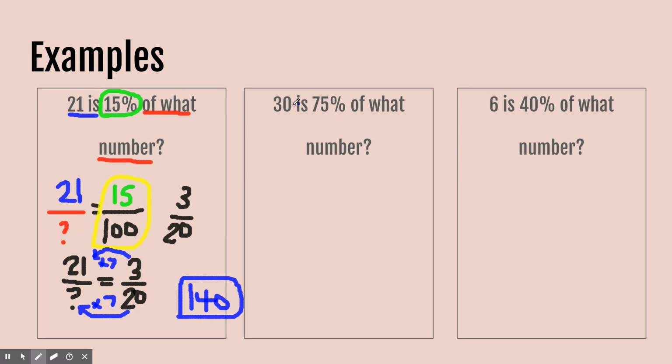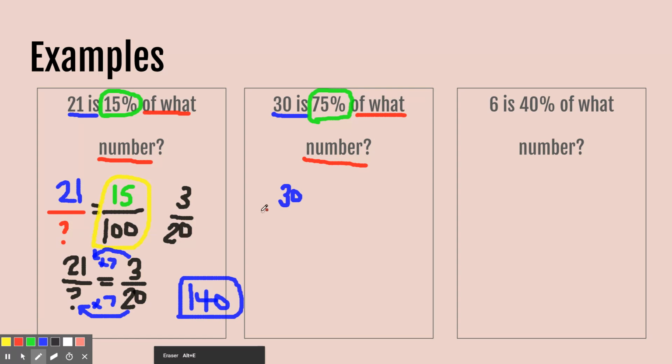So here I have another one. I want to know 30 is 75% of what number? What whole number is 30 75% of? So I would set up 30 as the part. I'm trying to find the whole. And I know that I want that equivalent to 75% out of 100.